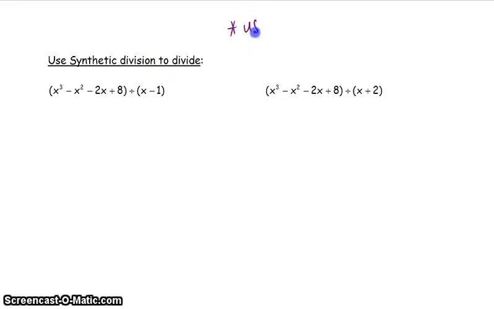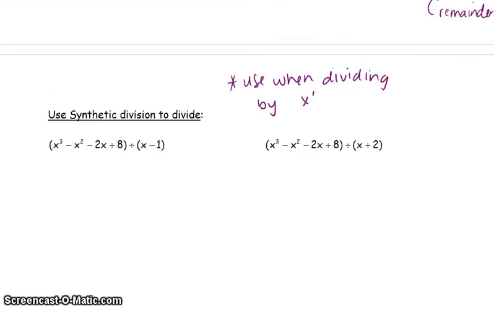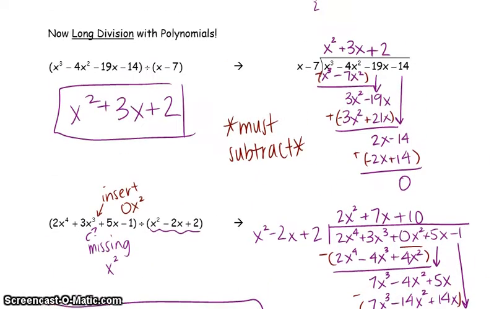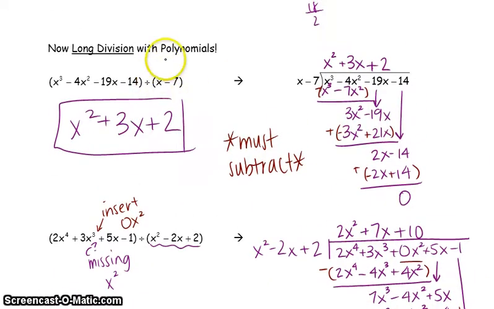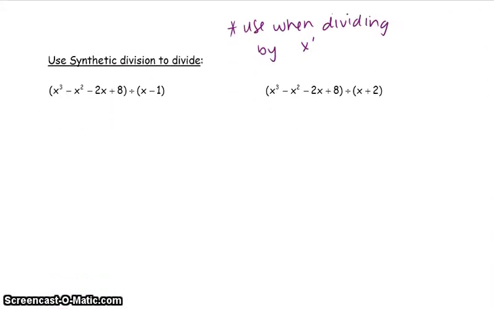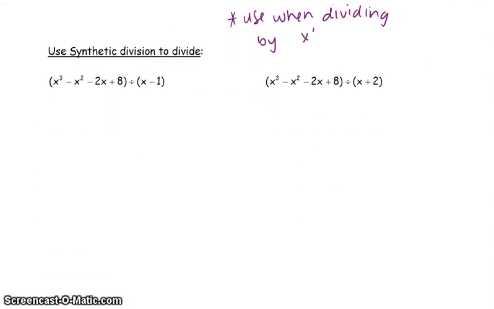And something else that you should note, you can only use synthetic division when dividing by an x to the first. So if you're looking at the problem we did before, we wouldn't have been able to use synthetic division here because we have an x squared. But we could have used synthetic division here on our first problem, but I wanted you to practice long division, okay? So we can use synthetic division to divide when we have an x to the first.